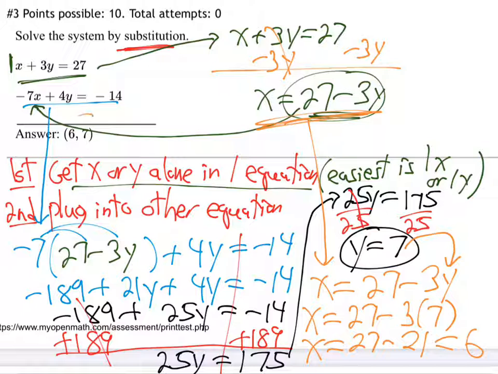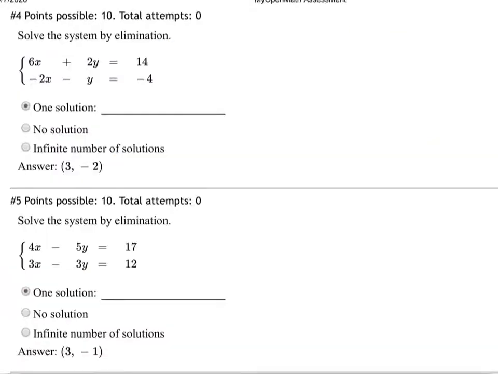So the answer, they have it right there. X is 6, y is 7. We got it. 6, 7, x comma y is the answer by substitution. All right, so on to number 4.